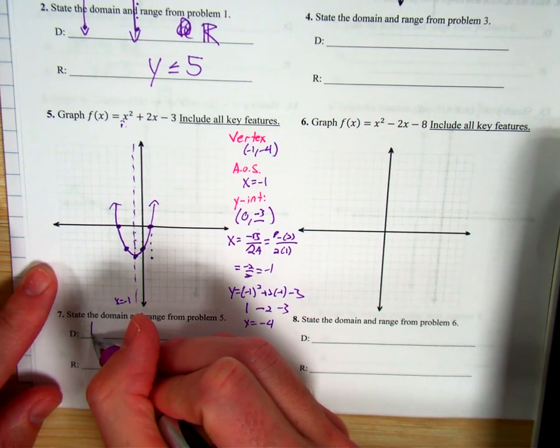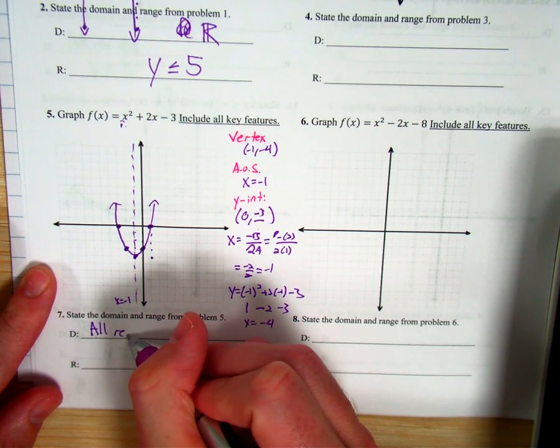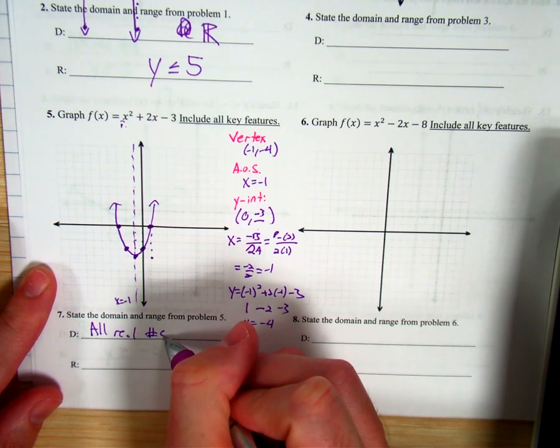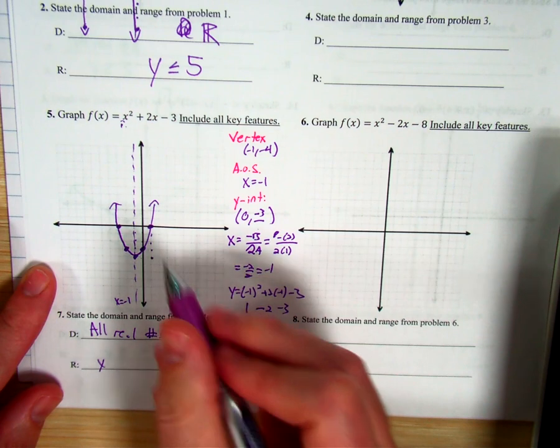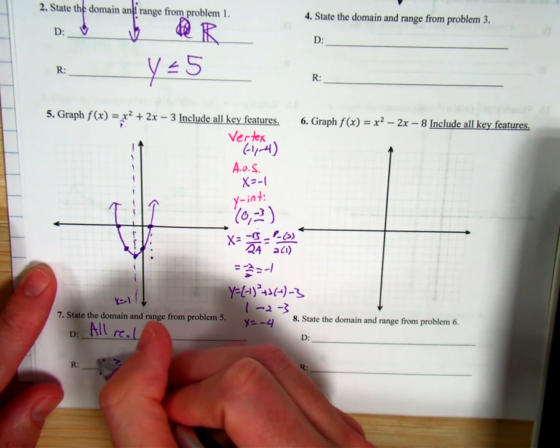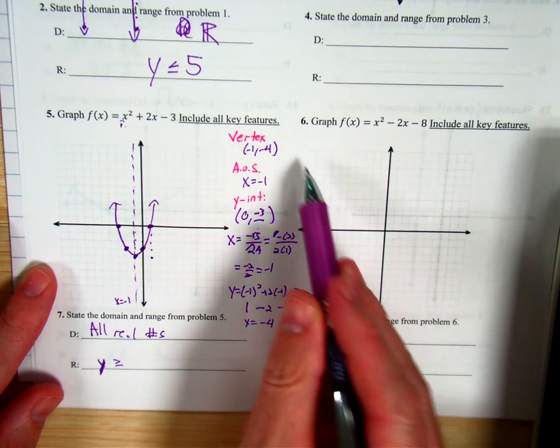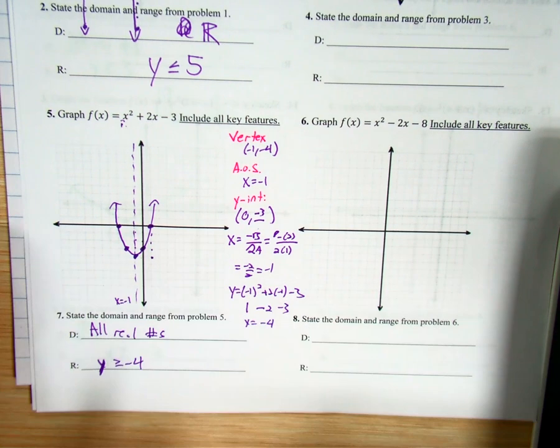Domain, all real numbers. Range, my y is greater than or equal to negative 4.